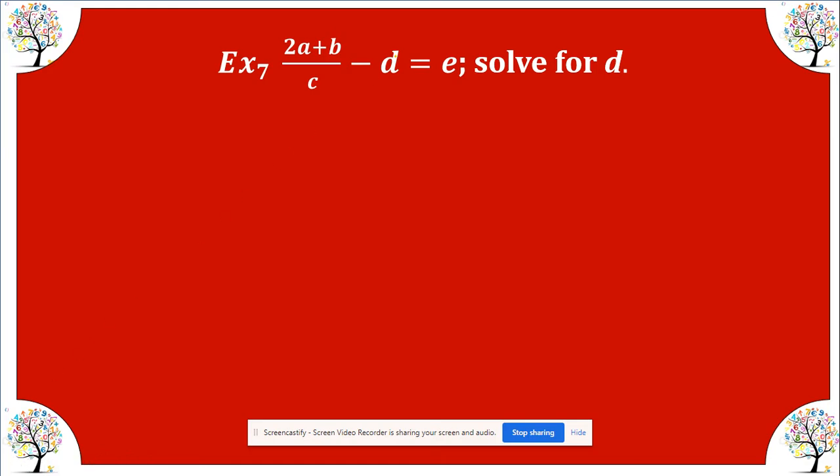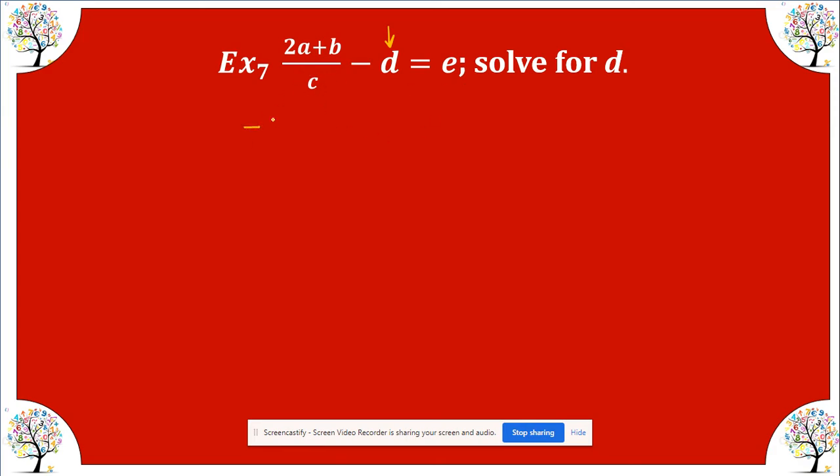Okay, this time we're going to solve for D, so we're going to keep our eye on the D. So we have this whole term minus D. So all we need to do first is move this entire term. This is one term. Okay, this equation just has two terms, 1 and 2. So we're going to move this 2a plus b over c. We're going to move that over to the right side.